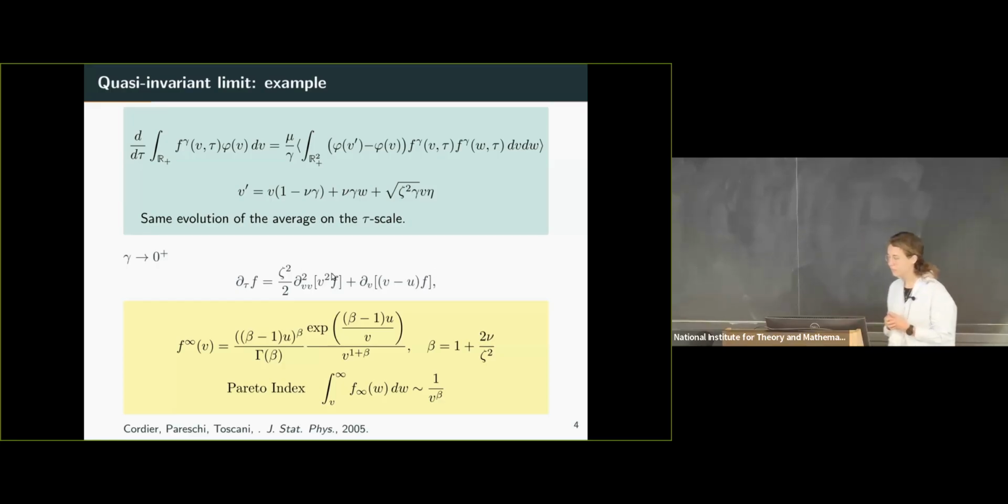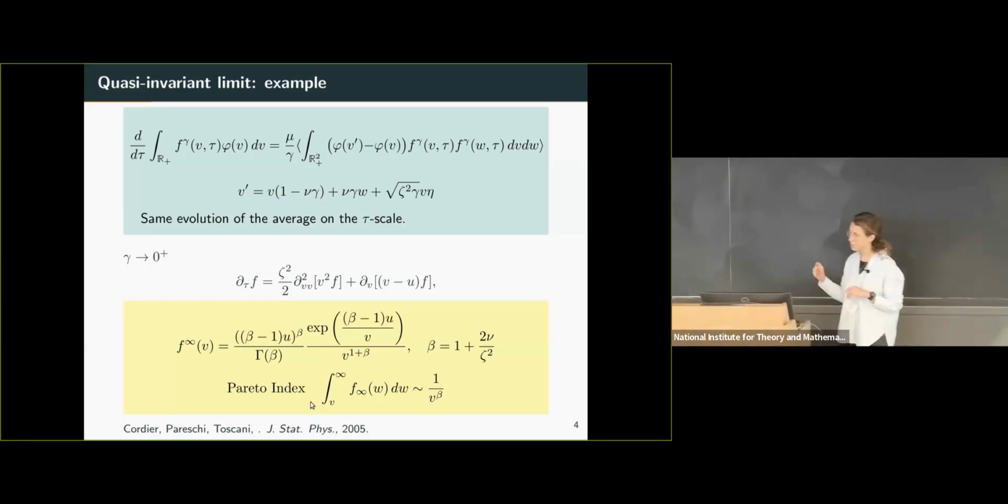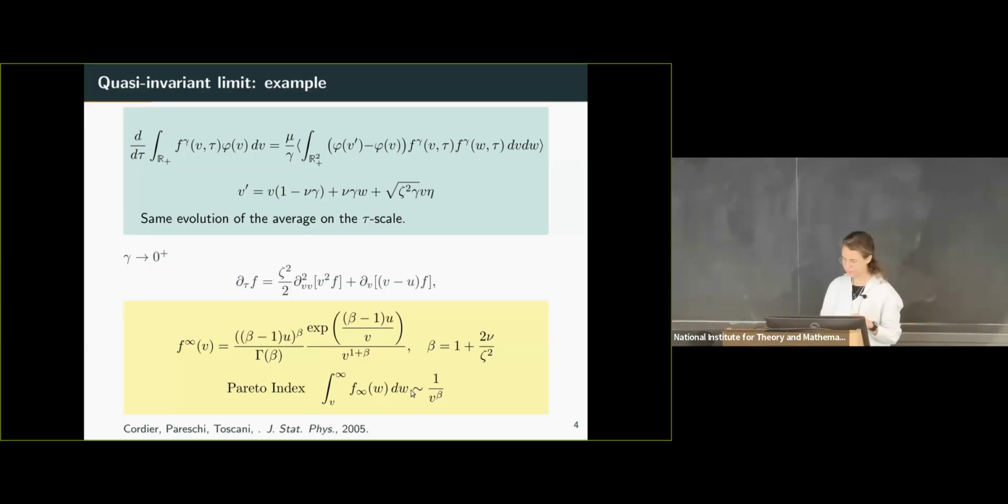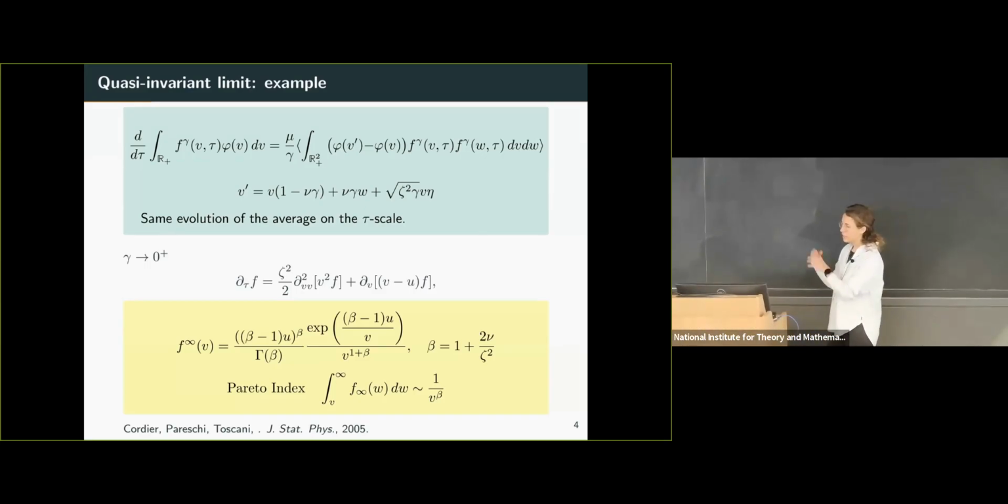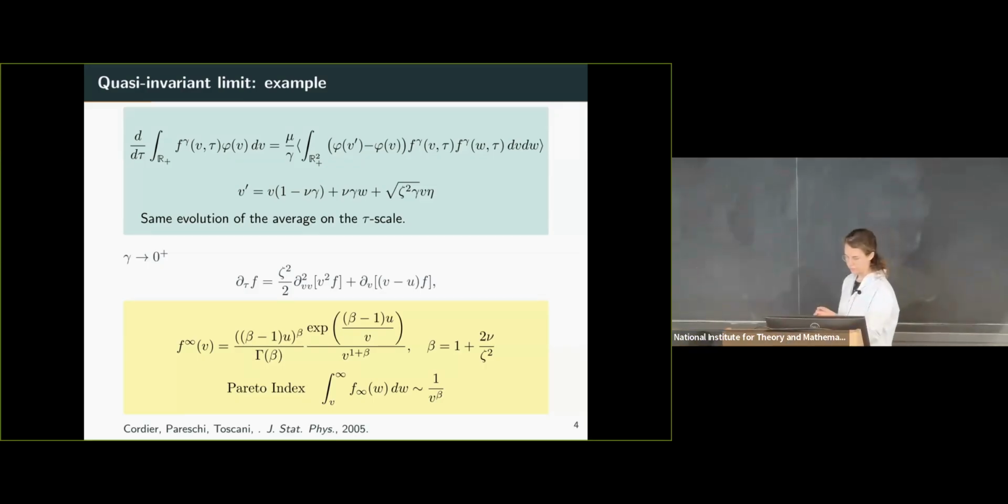And for example, in this case, we can obtain the stationary state, which is an inverse gamma function, for which we can also find the Pareto index, which measures the thickness of the tails. So in this case, we have a fat tail distribution, which allowed these authors to show that it might be that only few individuals hold a large amount of wealth.